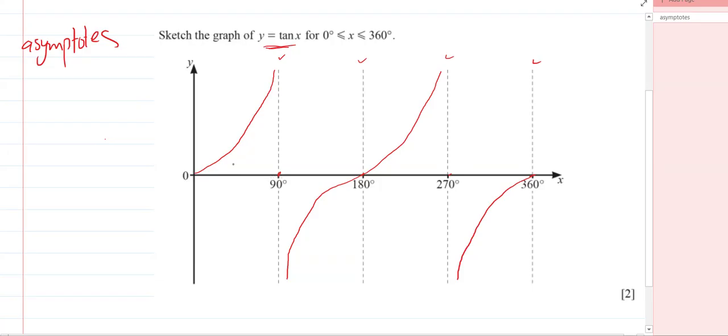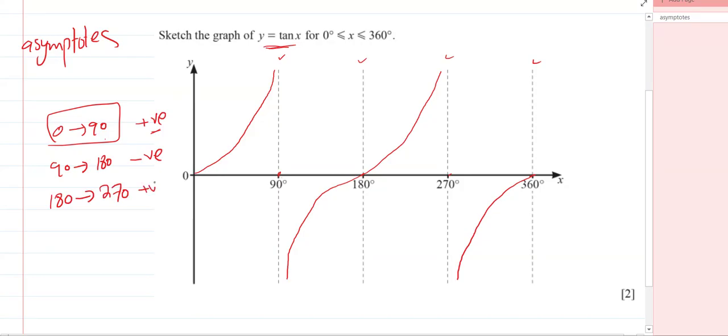So remember these points, please, carefully. From 0 to 90, tangent will have a positive value. You can see it will be above the x-axis. Yes, the y value will be positive. Okay. From 90 to 180, it will have a negative value. You can see it is below the x-axis. Yes. From 180 to 270, it will have a positive value. And from 270 to 360, it will have a negative value.